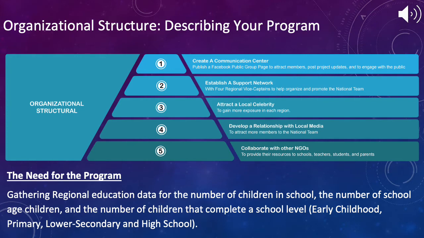In order to develop your organizational structure, you will need to learn how to describe your program. The need for the program. Gathering regional education data for the number of children in school, the number of school-aged children, and the number of children that complete a school level. Note there are 4 levels: early childhood, primary, lower secondary, and high school.